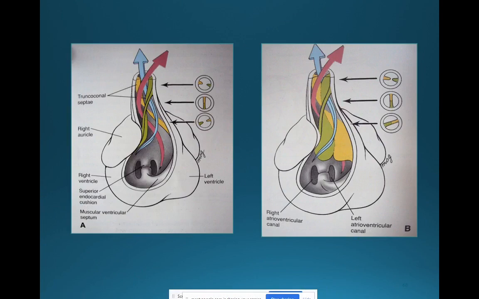So when there is a problem with the migration of the neural crest cells, which are also incorporated into the lips and the palates, usually with cleft lip and cleft palate, if you find a patient with cleft lip and cleft palate, that is because of some problem with the migration of the neural crest cells. You should also be looking for congenital cardiac defects, because the same neural crest cells are there in the endocardial cushions as well as in the conotruncal septums.